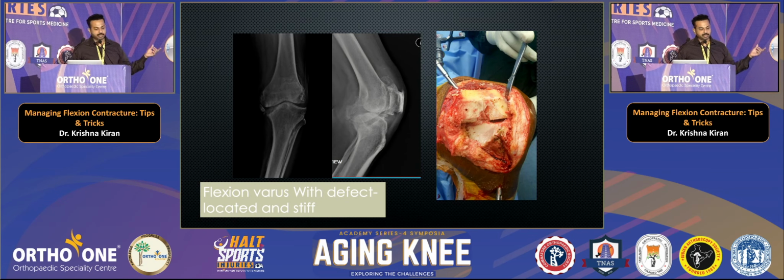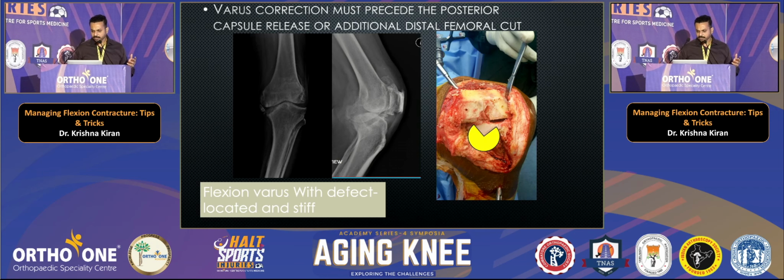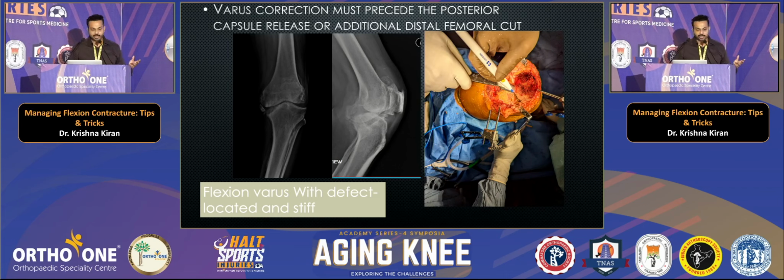Flexion varus is typically the situation where you have a defect, a cupola sign on the posterior tibia, and a hypertrophy of the femur into this particular defect through the osteophyte, and this causes subluxation of the femur and the flexion deformity. In these cases, removal of these osteophytes alone with a posterior tibial reduction will automatically correct it, and this must be recognized. The varus correction precedes the posterior capsule release or additional distal femoral cut in these situations, and the release here is not from the femur, it is from the tibia.